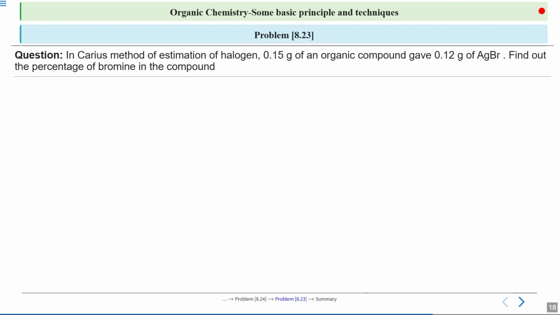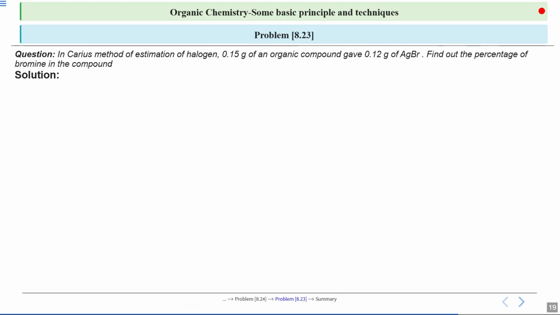Moving on to the next question. The question is related to the Carius method, where we have to find out the percentage of bromine in the compound. We are given the amount of organic compound, which is 0.15 gram, and we are already given the mass of the AgBr formed during the Carius method, which is 0.12 grams.